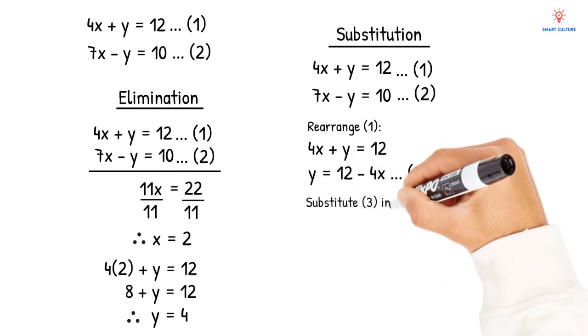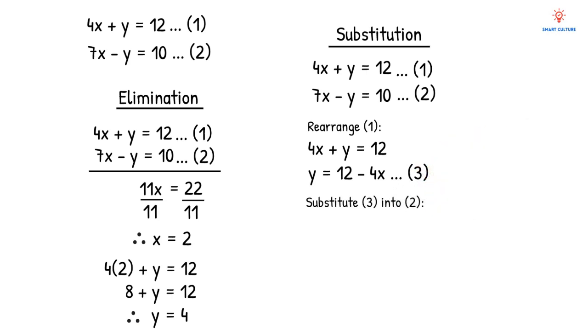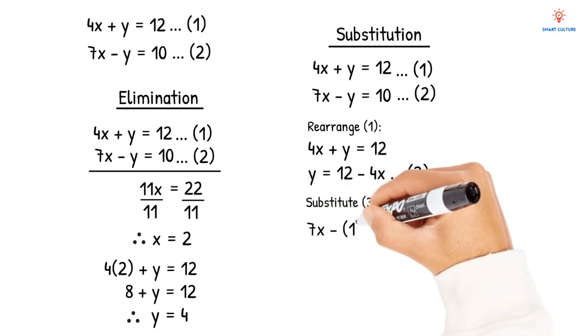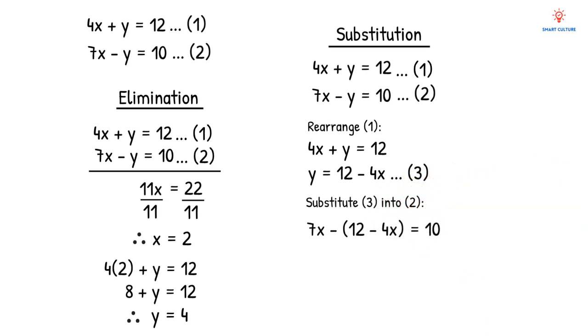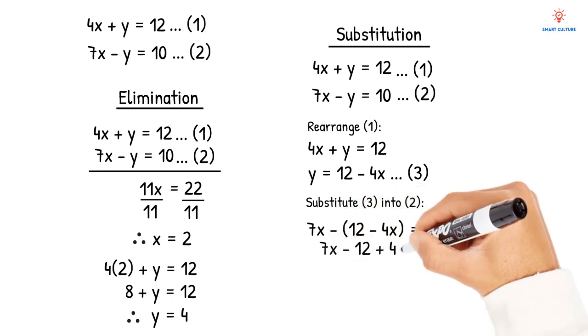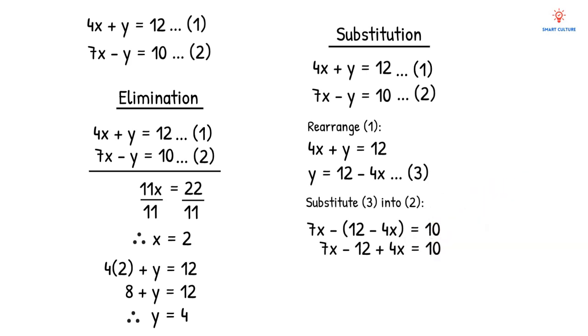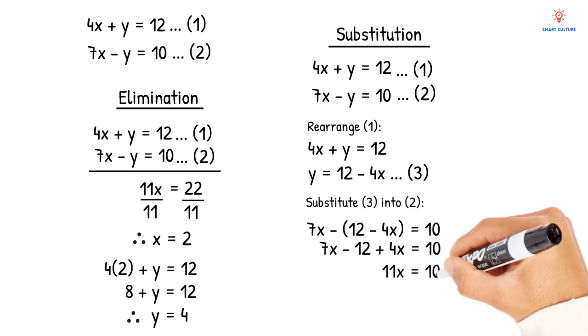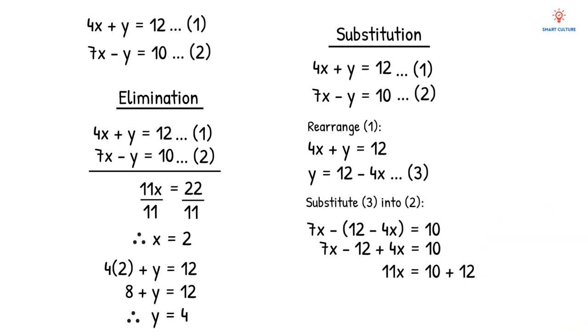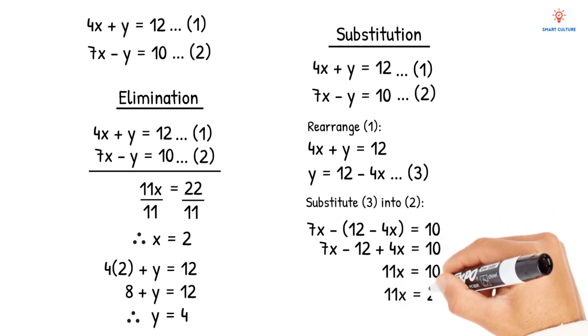Now we'll substitute equation 3 into equation 2. Now equation 2 is 7x minus y is equal to 10. So instead of writing y, we'll write down equation 3 since equation 3 is equal to y. So it will be 7x minus (12 minus 4x) is equal to 10. This becomes 7x minus 12 plus 4x is equal to 10. Now we can identify the like terms. So 7x and 4x are like terms. That equals 11x. We take the negative 12 over to the other side. Then it becomes a positive 12. Here we have 11x is equal to 22.